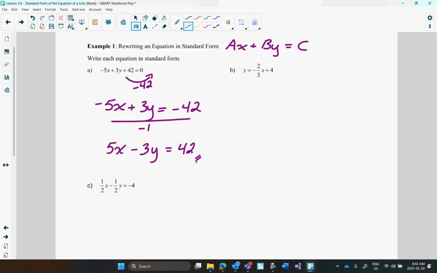For part B, well, I've got a fraction I'm going to have to get rid of. That's the first thing I notice. And the x term is on the wrong side. So what would you do to get rid of the fraction in this example? Multiply by 3. And everything gets multiplied by 3. So in the fraction term, the 3's are going to cancel each other out, so I'm going to be left with 3y equals negative 2x plus 12.